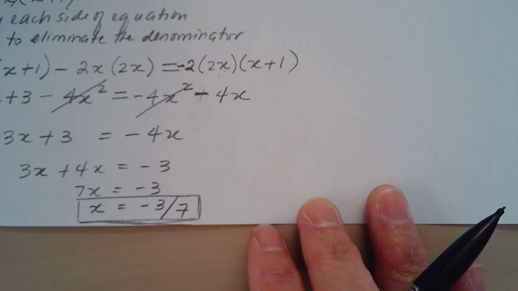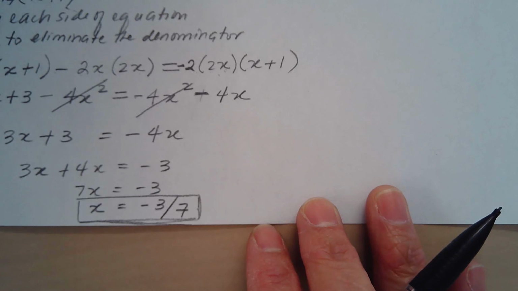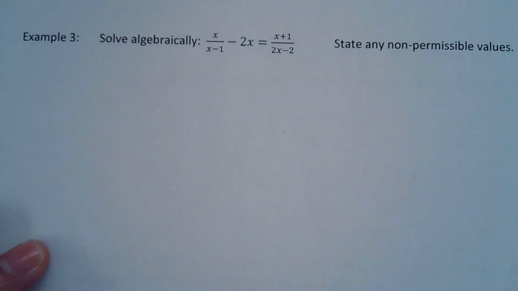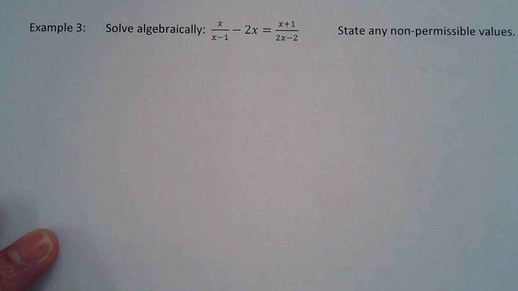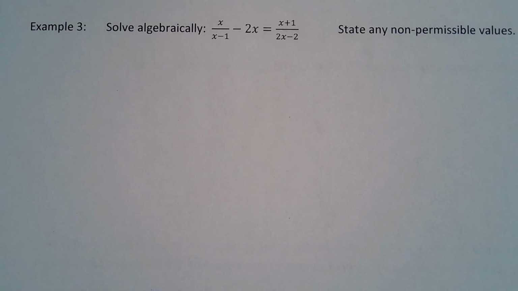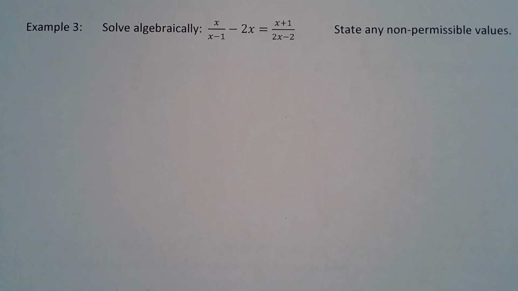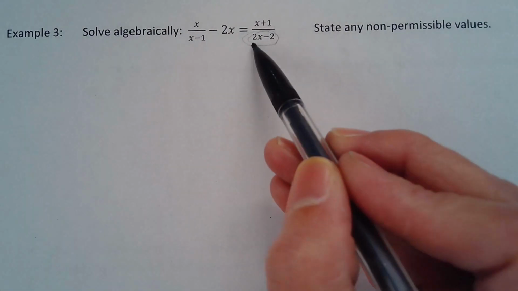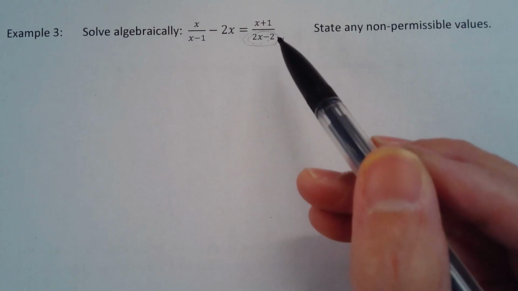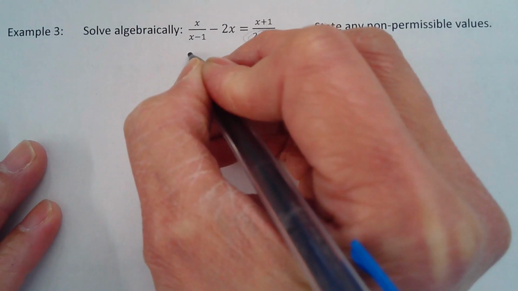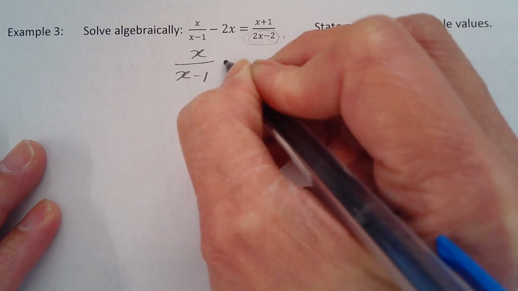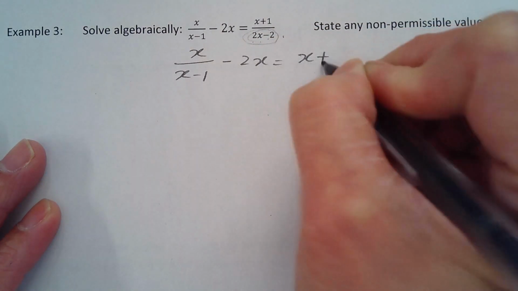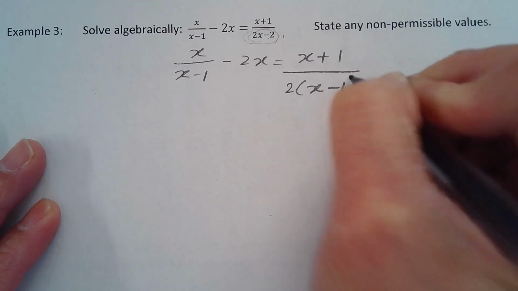Yeah? So it kind of reminds us about grade 11 topic. Let's take a look at example 3. Okay, good. Let's state the non-permissible values. Before we do that, you see this part in here? It's 2x minus 2. What we can do is we can factor that out to make it x over x minus 1 minus 2x equals x plus 1 over 2 times x minus 1.